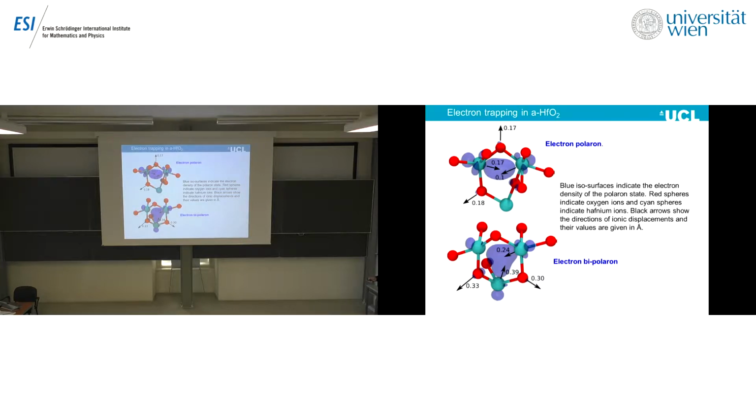So now, in terms of Hafnia, there is the same question. We have shown that actually electrons can be trapped in Hafnia. Also, bipolarons can be produced. So in the same site, you can trap the second electron. This is producing a bigger relaxation. It involves some bigger displacements, as you can see here. So hafnium ions are moving closer to these electrons, and the oxygens are moving away.